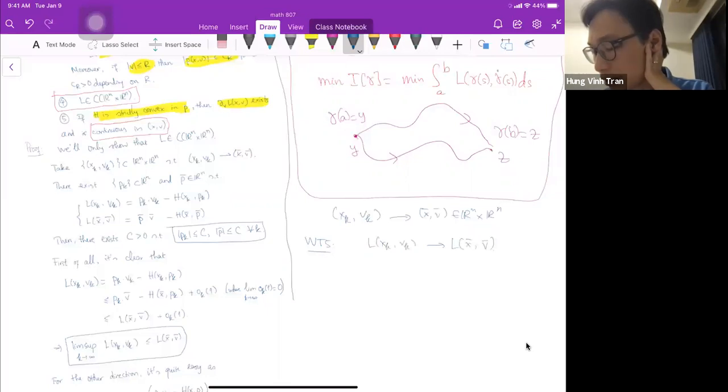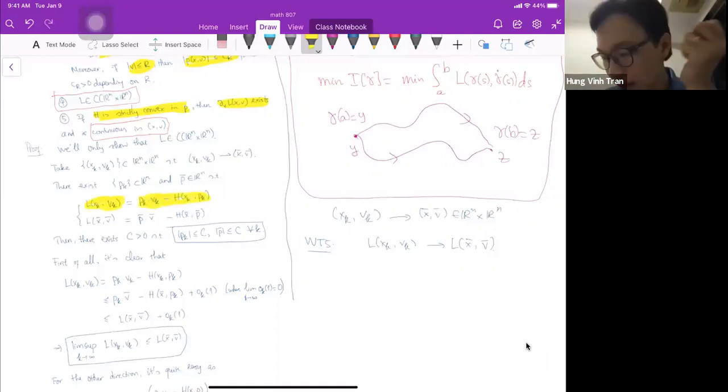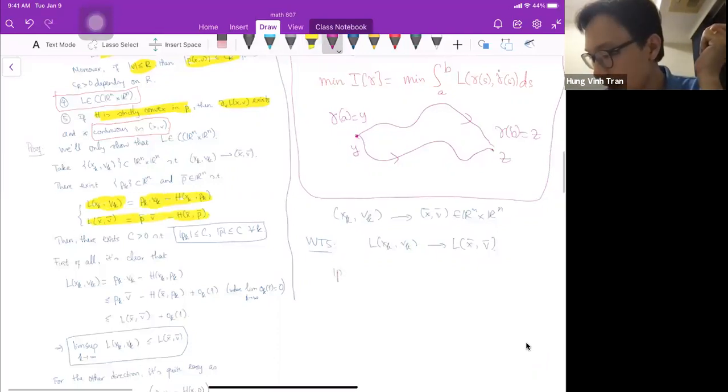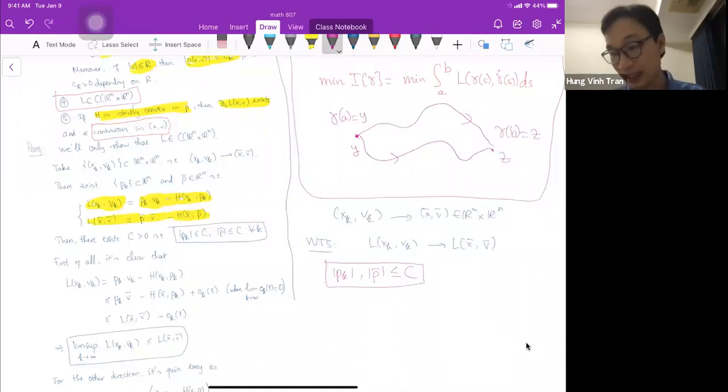To do that, we basically need to reconsider what we have in mind. As we have stated earlier, L of (xk, vk) occurs at a point pk. So I have L of (xk, vk) equals pk dot vk minus H of (xk, pk). And similarly, I have this occurs at a point p bar. So there exist pk and p bar. And moreover, pk and p bar are both bounded by a constant. This is important because vk and v bar are bounded, so pk and p bar are also bounded.